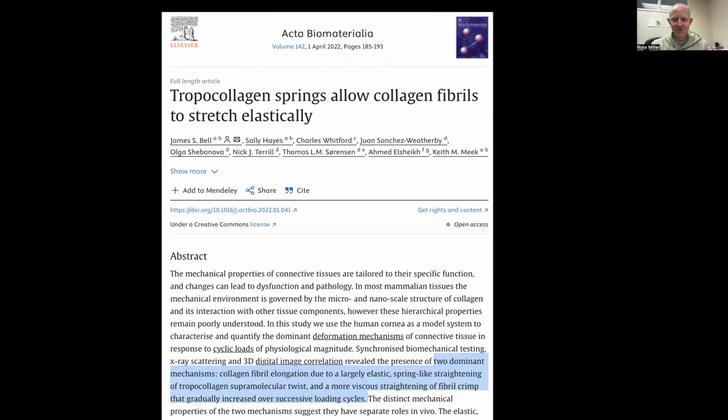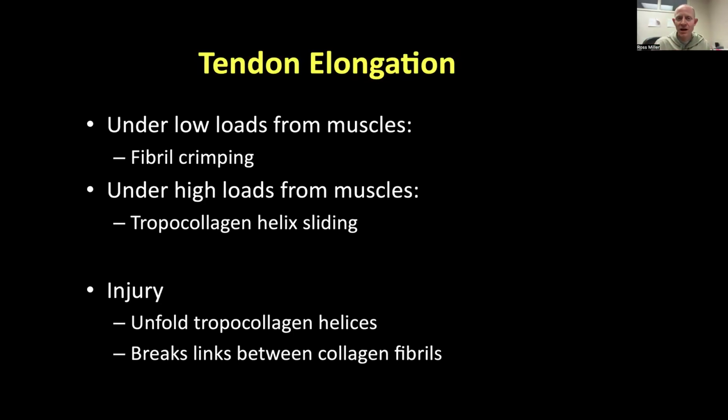So this is not just a theory of Dr. Miller's here. These are established dominant mechanisms for how tendon actually stretches and recoils elastically at the microscopic scale. So two dominant mechanisms: collagen fibril elongation due to a largely elastic, spring-like straightening of the tropocollagens, and then straightening of that fibril crimp that gradually increases over those successive loading cycles. Okay, so two separate mechanisms there: the uncrimping of the fibrils and the untwisting of the peptide chains comprising those fibrils at a smaller physical scale.